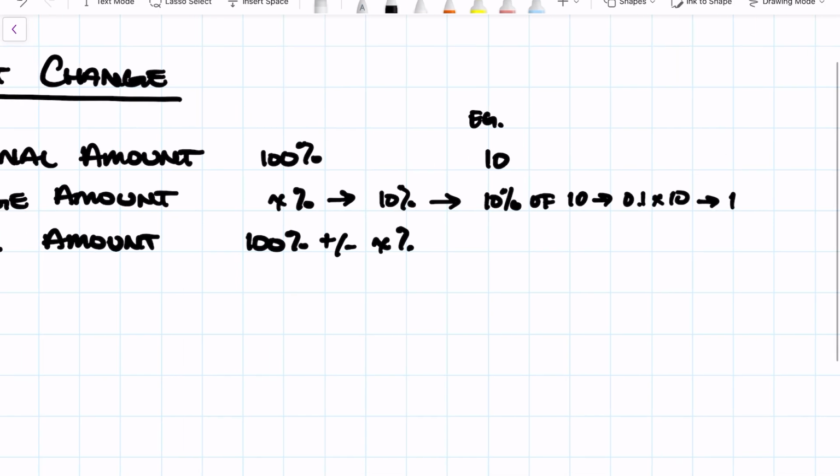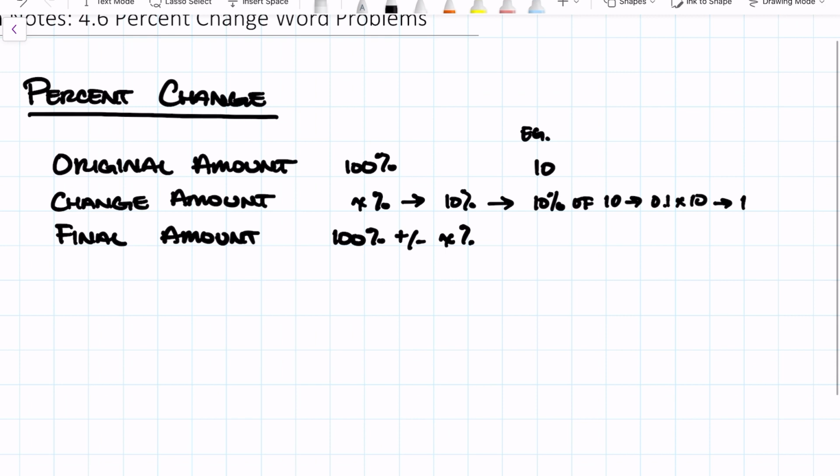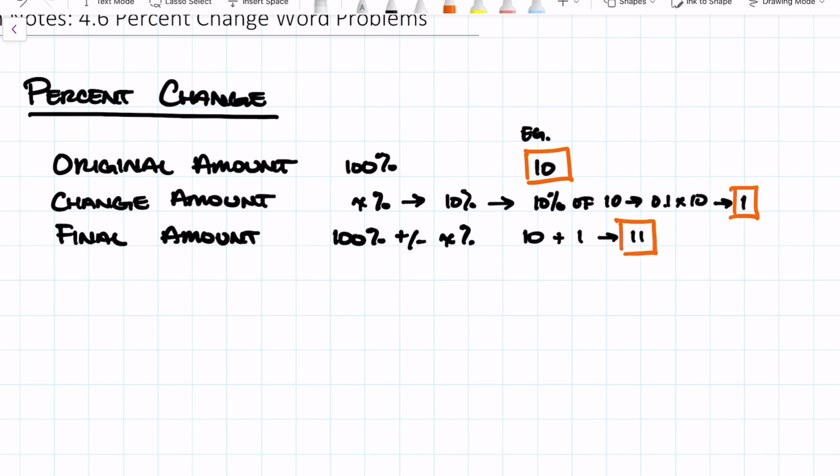If you do 0.1 times 10, then that's going to be 1. All right, see how that's the change amount. So a 10% increase or a 10% change amount is going to be 1. Same with a 10% decrease, right? Now, because it's an increase, you're going to get 100%, which is 10, right? That's 100%. And then plus 10%, which is 1. And so therefore, you're going to be left with 11. So I hope this is kind of an explanation of the amounts, right? If we have 10 as 100%, that means 1 is 10%, and if you're increasing by 10%, you're going to find 11 as the final amount.